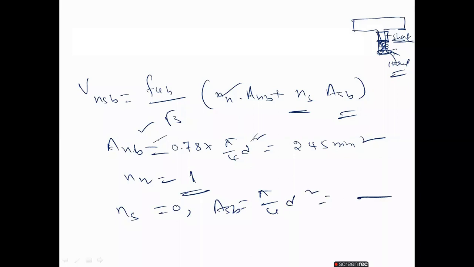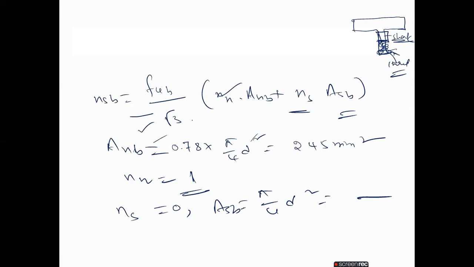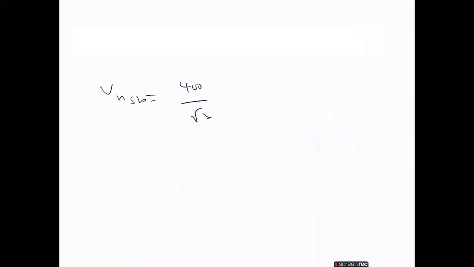Okay, now substitute all this into the above equation. Now I will substitute here. V_nsb equal to, what happens? So substitute in this one 400 by root 3. So this is f_ub, the 400, and root 3. Here N_s is 0. So here 0.78 into pi by 4 into 20 square. That is 245 mm square.